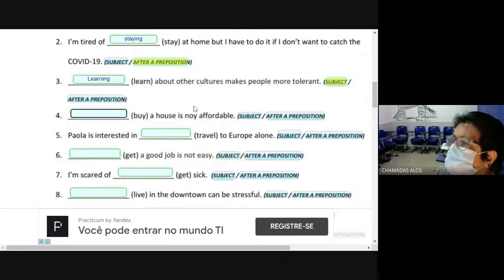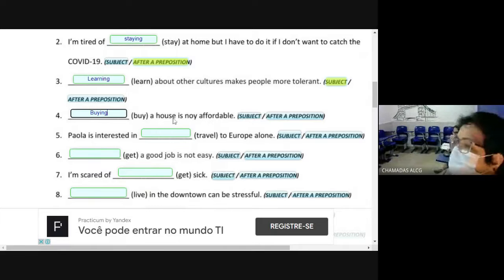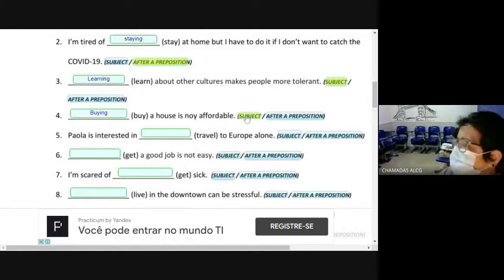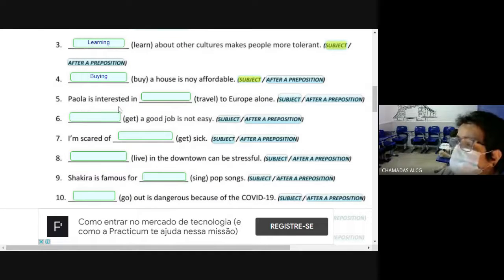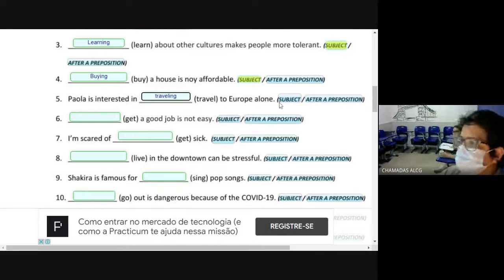Number 4, what did you put? Buying a house is not affordable. This is a typo. So subject or after preposition, yes. Okay. Number 5. Paola is interested in traveling to Europe alone. Which one is that? After.